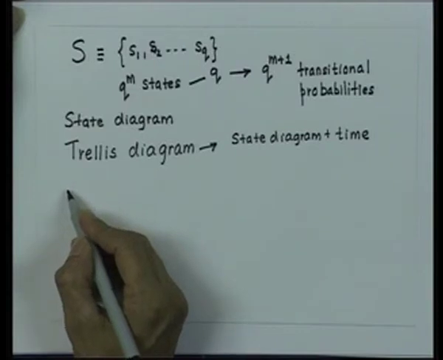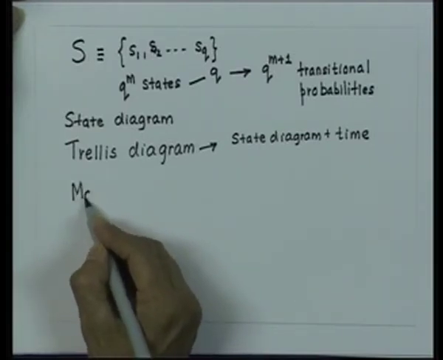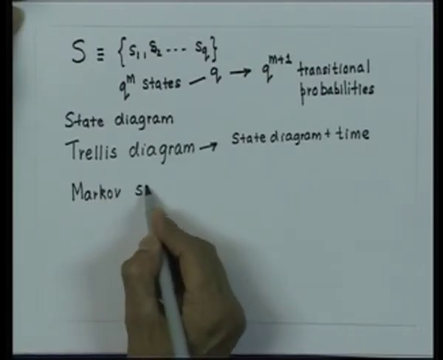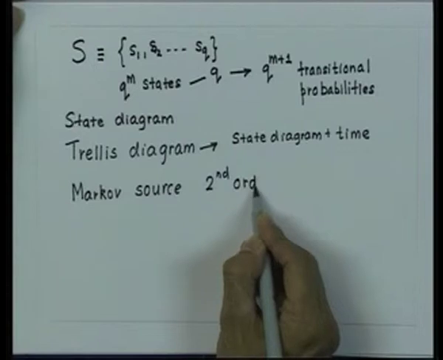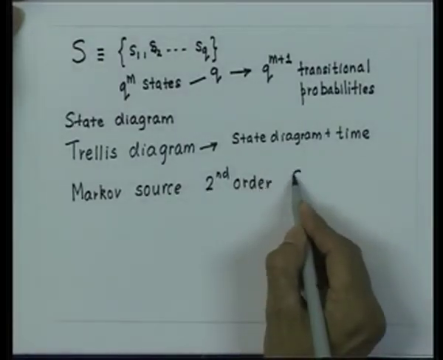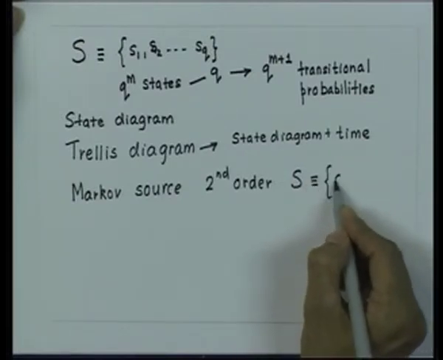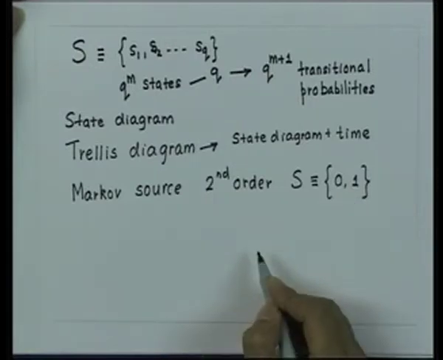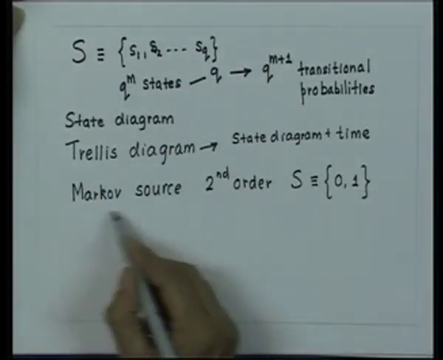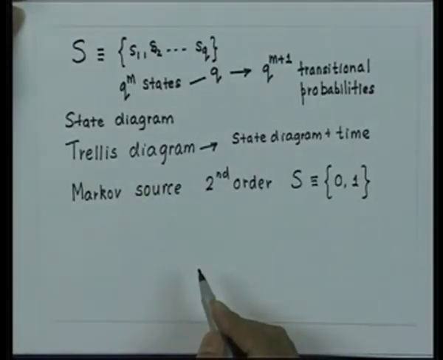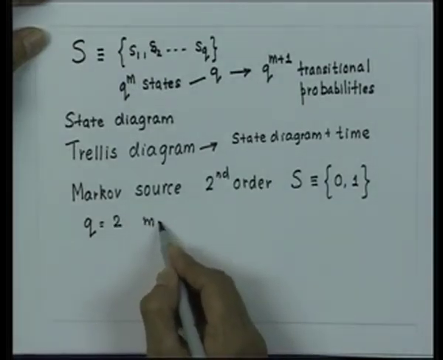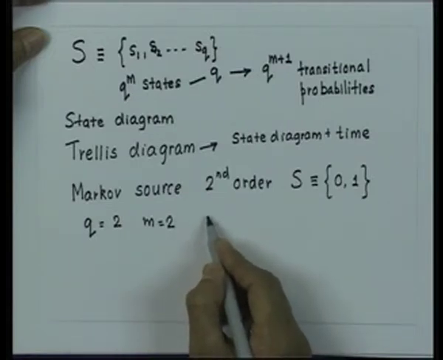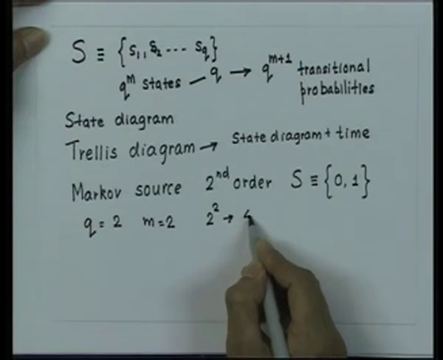If I have a Markov source of second order, and let me assume that I have my source as again given by this source alphabet where the binary symbols are there, then if I were to represent this source in terms of a state diagram, then the way to do it is, since q in this case is equal to 2, m is equal to 2, the number of states which I have is 2 raised to 2, and that is equal to 4.